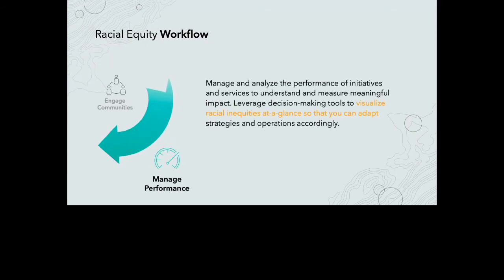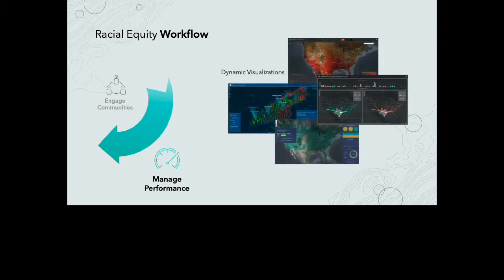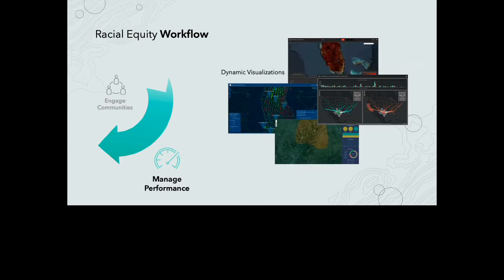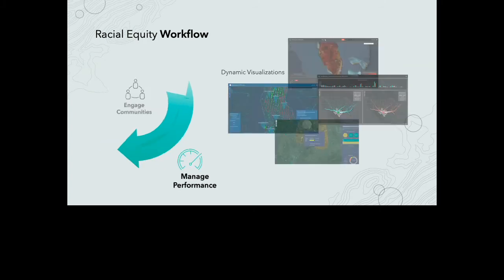And finally, organizations need to ensure that their efforts to increase equity are having the impact they seek. So in the managed performance stage, organizations use decision-making tools to visualize racial inequities at a glance to adapt their strategies and operations dynamically. So embed maps and dashboards to assess impact directly into your solutions and leverage dynamic and engaging visualizations to help your users identify opportunities to increase equity.